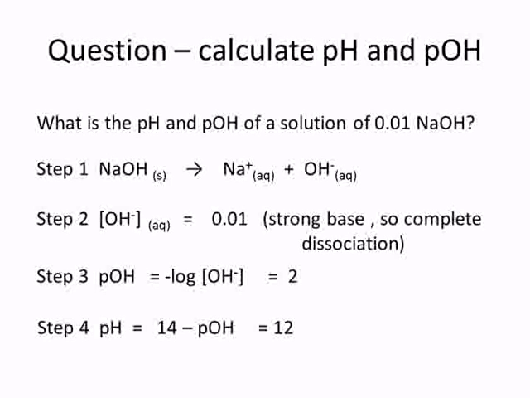The third step is then to turn that into a pOH by taking minus the log of the hydroxide concentration, which in this case will be 2. And then because we know that the pOH plus the pH is equal to 14, by subtraction we can get that the pH of this solution is going to be 12, which is what you would expect because it's a strong base.